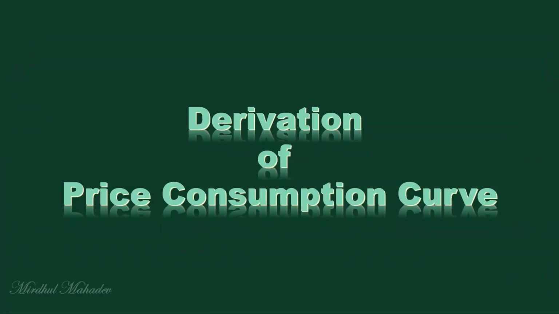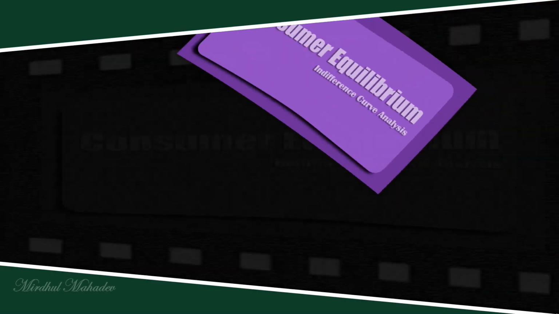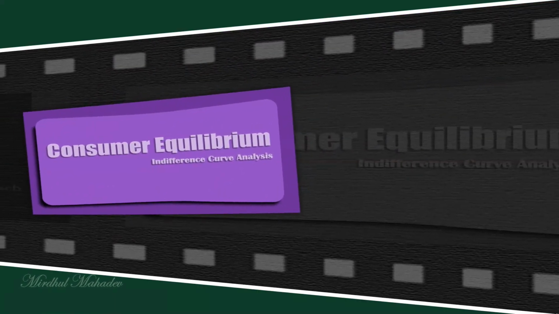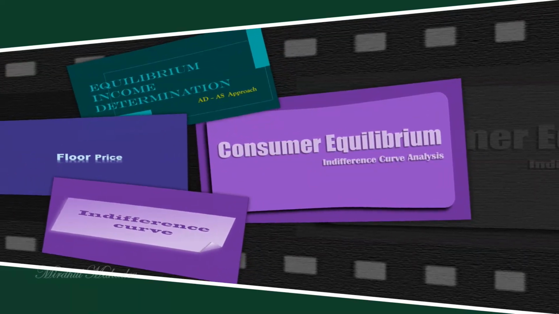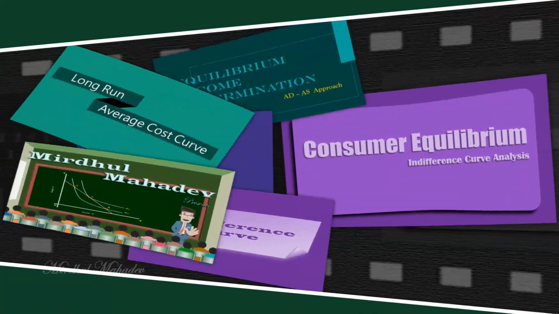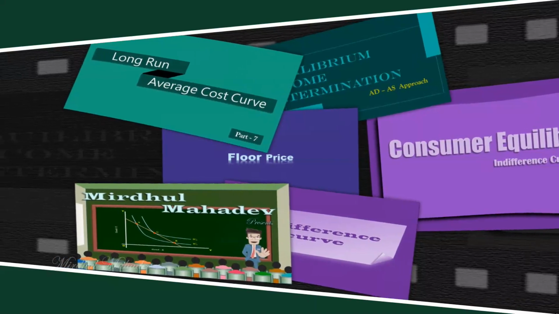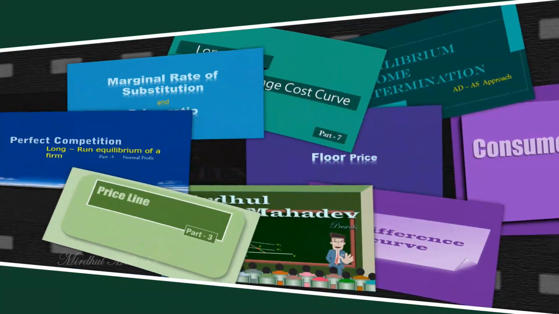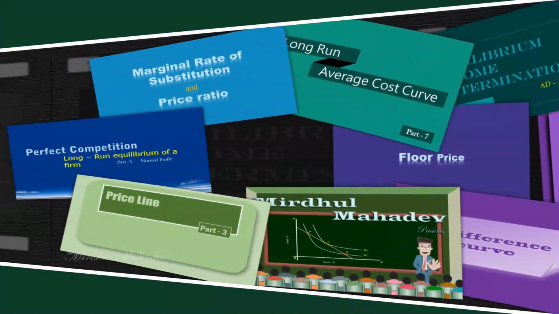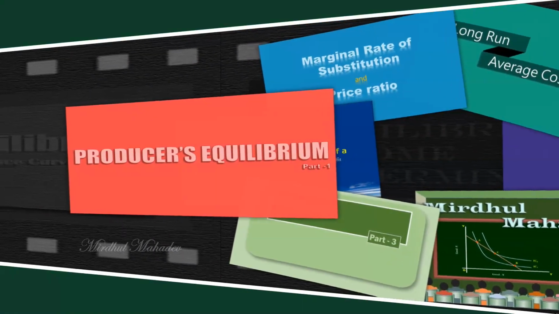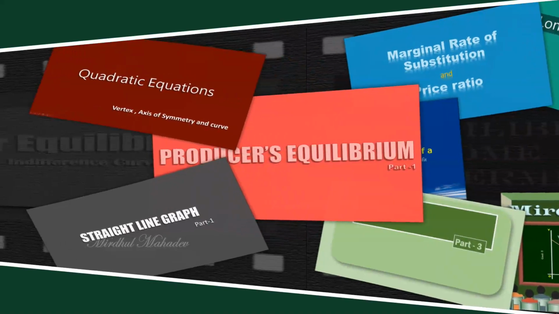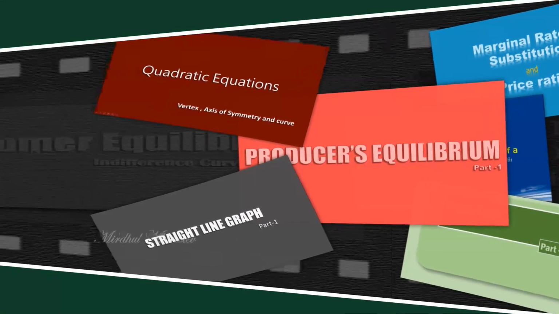Derivation of price consumption curve. I believe the viewers have sufficient knowledge in consumer equilibrium. If you have any doubt about your understanding of indifference curve, price line and consumer equilibrium, kindly view them first. A good grounding on them is a prerequisite for what we are going to discuss in this lesson. I have given the links in the description.